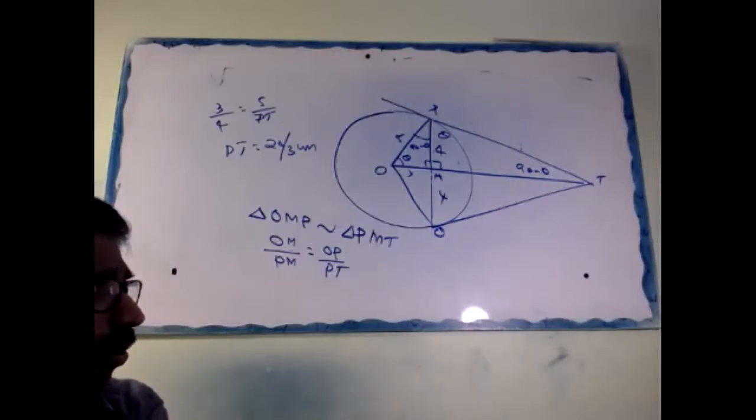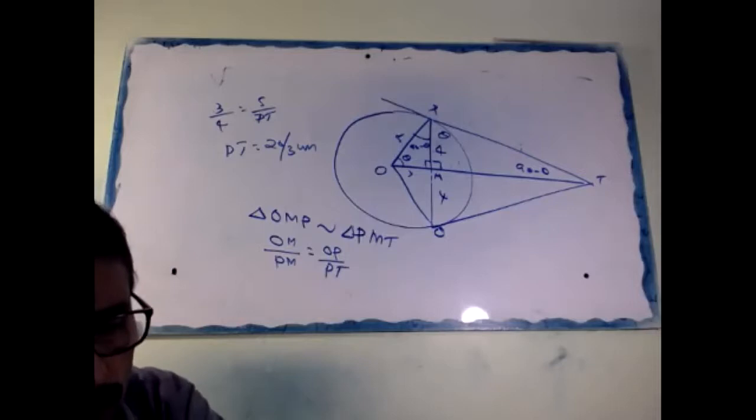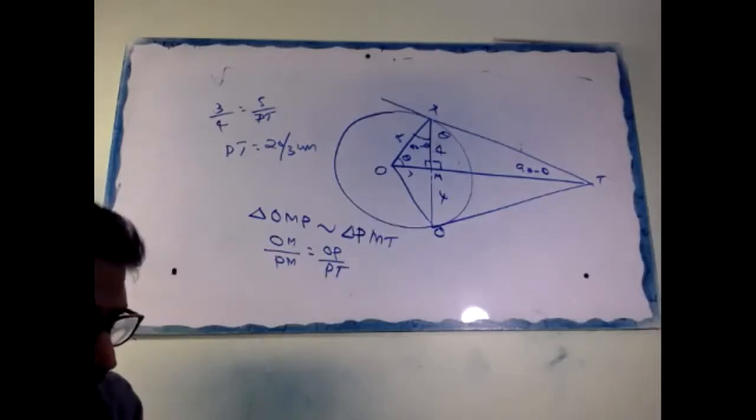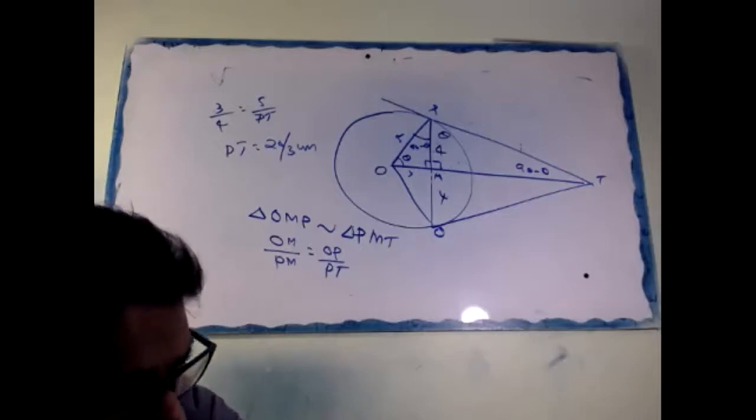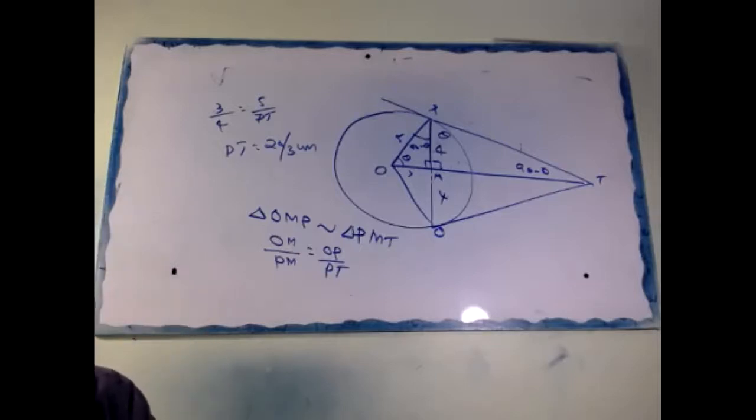Then angle OPT is 90 degree, radius to the point of contact. Okay. Therefore, angle MPT is theta. Then angle PMT is 90, proved. Therefore, angle PTM is 90 minus theta.